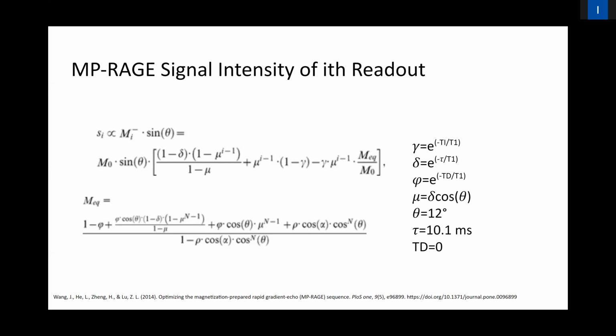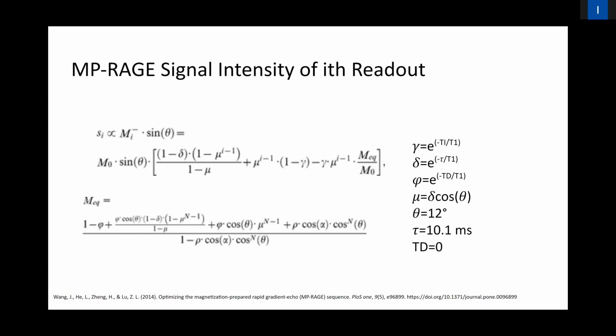These constants were chosen based on the 2014 research paper on the parameters of MP-RAGE, which simulated contrast between white matter and gray matter with varying factors. Before we proceed to the simulation of the equation, we want to build a little bit of intuition of what we can expect by examining this mathematical representation.